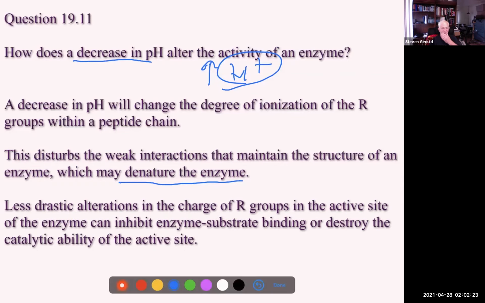Okay. Less drastic alterations in the change of R groups in the active site of the enzyme can inhibit enzyme substrate binding. So even a small amount of change in pH can inhibit this, and that modifies the active site, because parts of it, you can inhibit the enzyme substrate binding, or it can destroy the ability of the active site to bind the substrate altogether. So you can make it partially bind, make it so it doesn't bind at all. It's still not going to work real well.